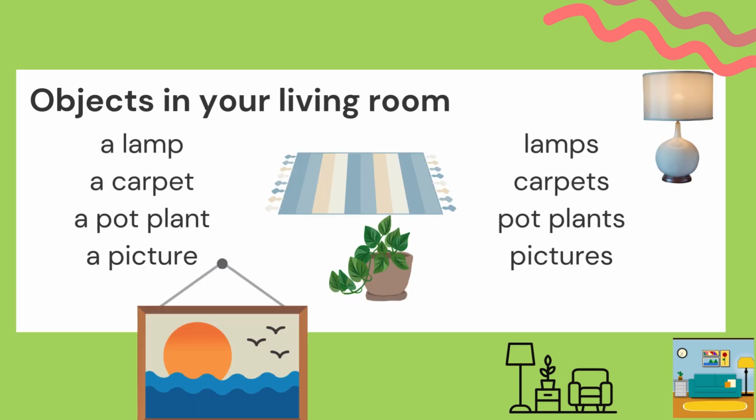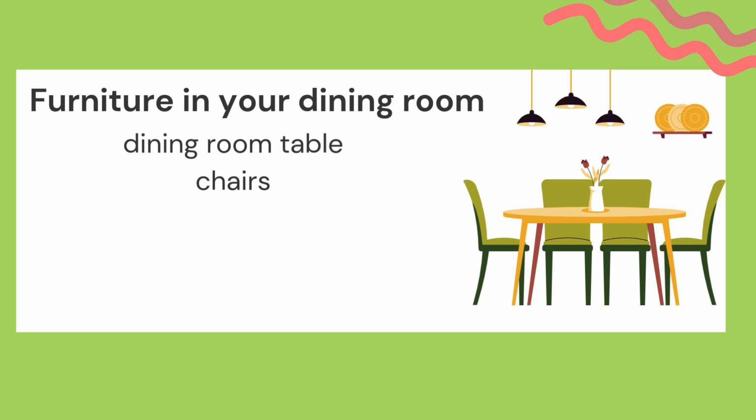In your living room, you also maybe have a lamp, like a light you can use at night to see better. A carpet on the floor. Maybe a pot plant or pictures on the walls. In your dining room, you probably have a dining room table and you have chairs. You can call them dining room chairs.